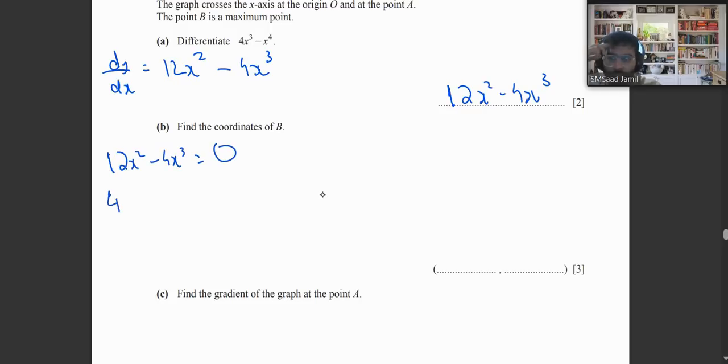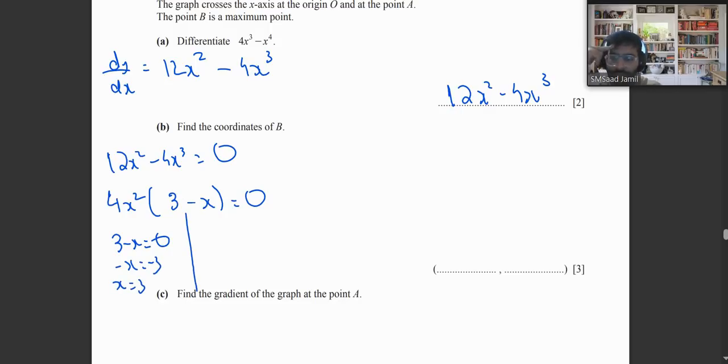Now you will take 4x squared as common, so we have now 3, only 3. Wait a minute. Yeah, 3 minus x is equal to 0. So this means that 3 minus x is equal to 0, minus x is equal to minus 3, x is equal to 3. So one value of x is 3, and 4x squared is equal to 0, x is equal to 0, and the other value of x is 0.